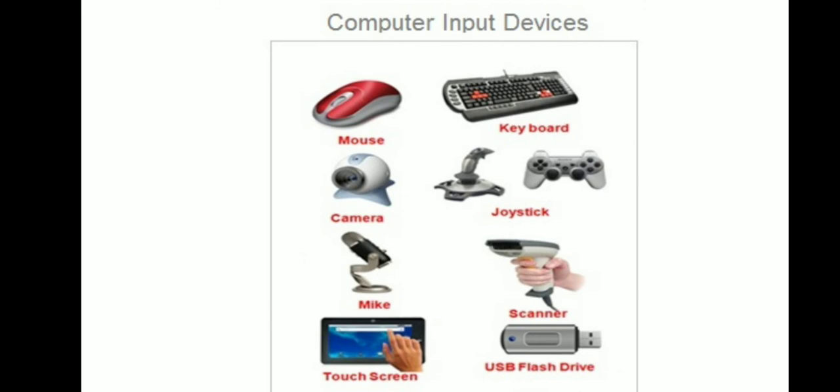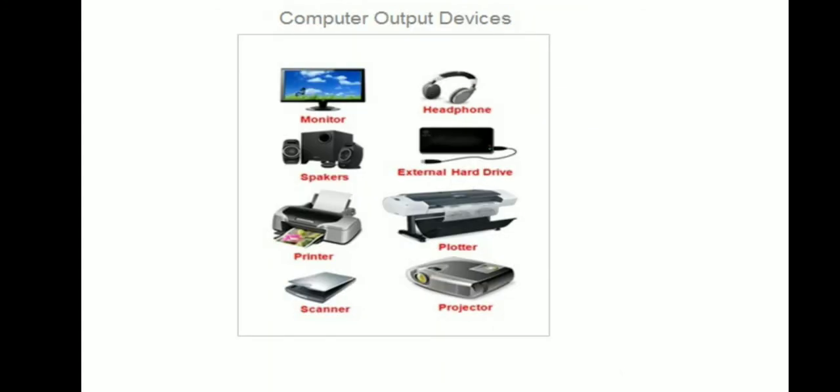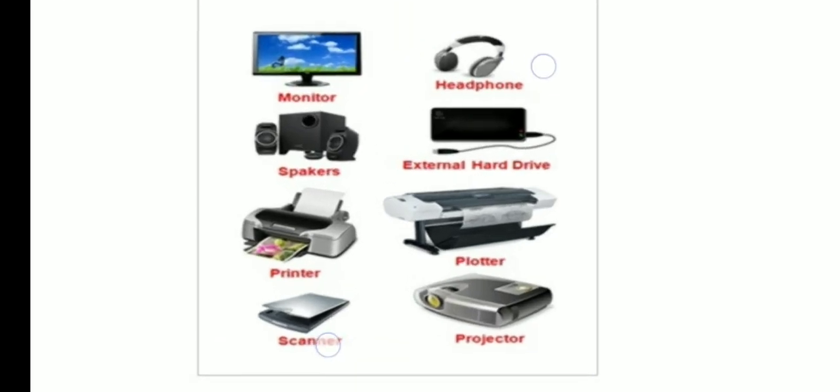And magnetic ink character recognition machines, which are used to recognize magnetic ink on the documents, and OMR reader, which is used to read the contents present in the OMR sheet having marks made by pencil or pen, and this is popularly used for evaluating multiple choice tests. So these are all the various devices under input devices, and we have some output devices.